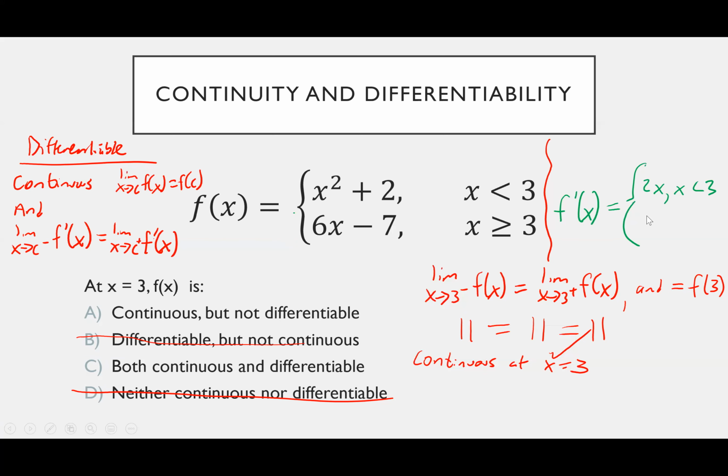Okay, we'll try that. So this will be 6 whenever x is greater than or equal to 3. All right. So with that, I need to test and see does the derivative from the left equal the derivative from the right?